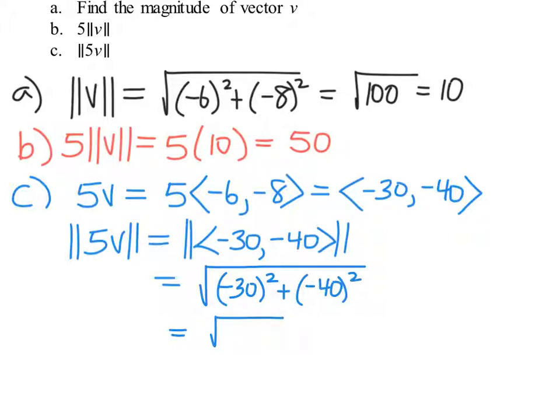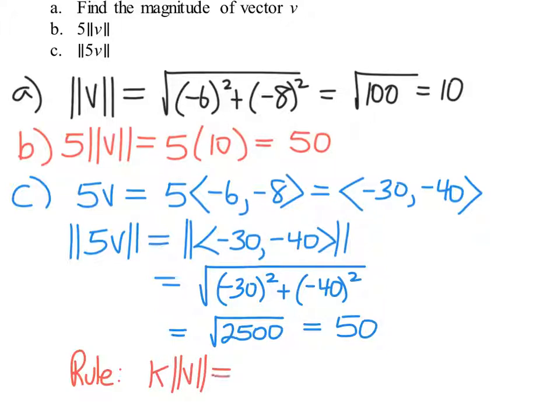So we're looking at 900 plus 1600. So actually, let me just write 2500, which gives us a 50. All right. So the relationship that we get from this is a scalar relationship, or a scalar multiple, associated with the vector magnitude. So from this, we discover a rule, and that is that k times the magnitude of V is equal to the magnitude of kV, where k is a scalar.